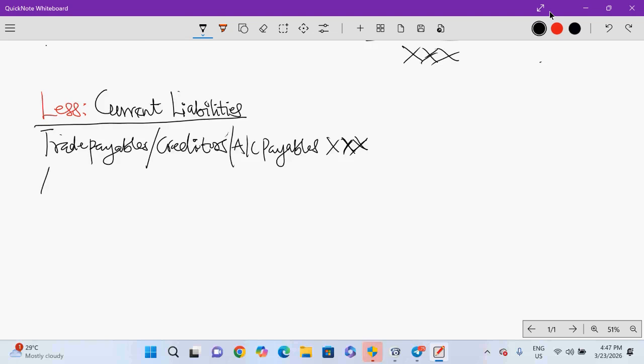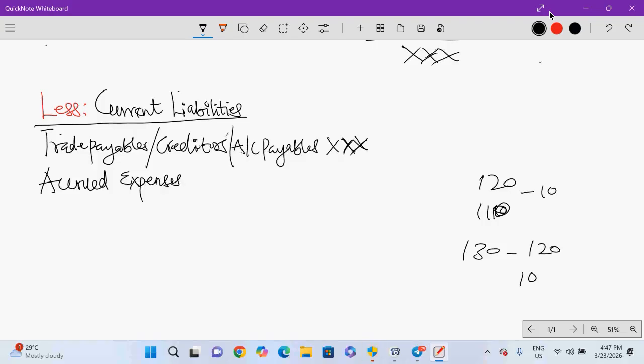Accrued expense. The first one was prepaid expense; here is accrued expense. So with accrued expense, you are supposed to pay 120, but you paid 110, so 10 cedis is outstanding. Again you are supposed to pay 130, but you paid 120, so another 10 cedis. So that is a liability, a current liability. Combining everything, that becomes your accrued expenses. What else?